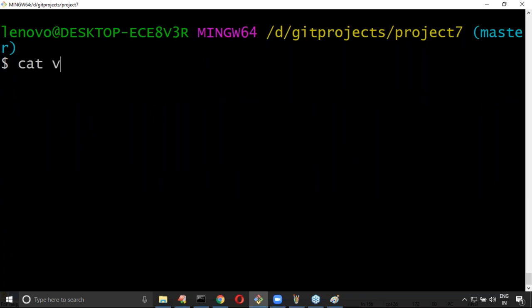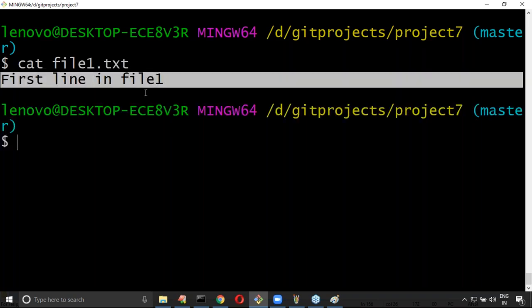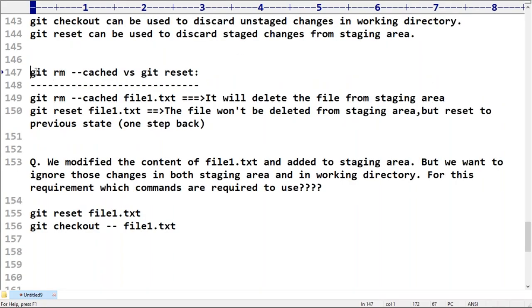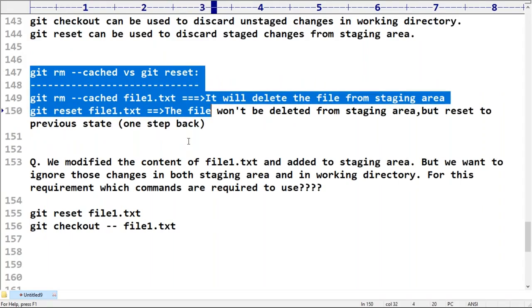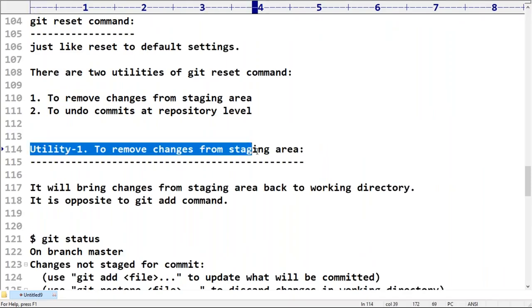Let me cat file1.txt. Which content is there? Only one line is there. Whatever changes you did are gone. Are you feeling comfortable? What about git reset? What is the difference between reset and checkout? Next, what is the difference between git rm --cached and git reset? Clear, I hope. This whole thing talks about utility 1: removing changes from the staging area.